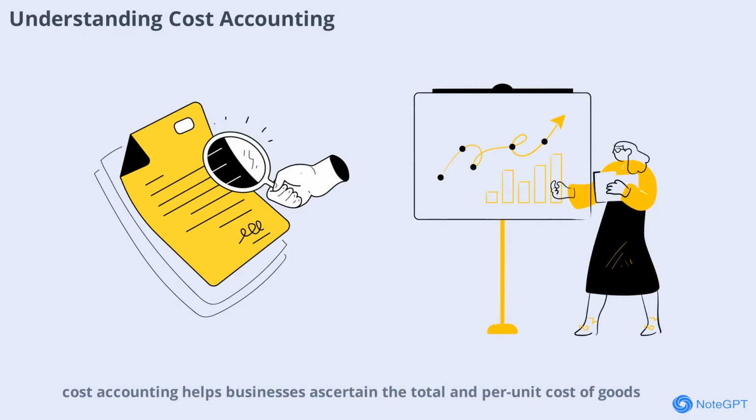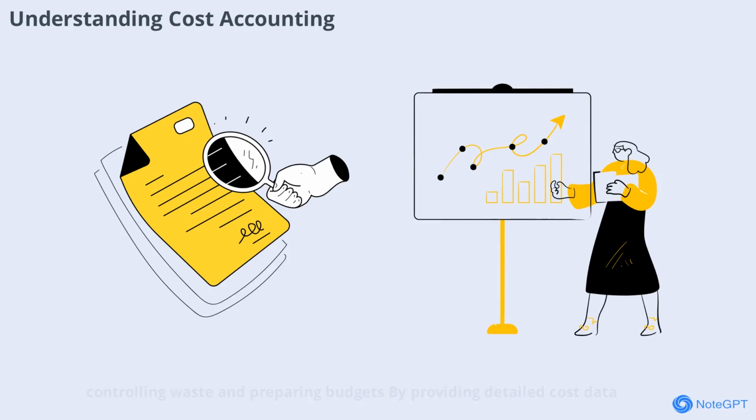For example, cost accounting helps businesses ascertain the total and per-unit cost of goods, enabling accurate pricing strategies. It also aids in identifying inefficiencies, controlling waste, and preparing budgets. By providing detailed cost data, it empowers managers to make informed choices, such as whether to manufacture a component in-house or outsource it, and to evaluate the profitability of different product lines. In summary, cost accounting is indispensable for any organization aiming for operational efficiency and financial health.